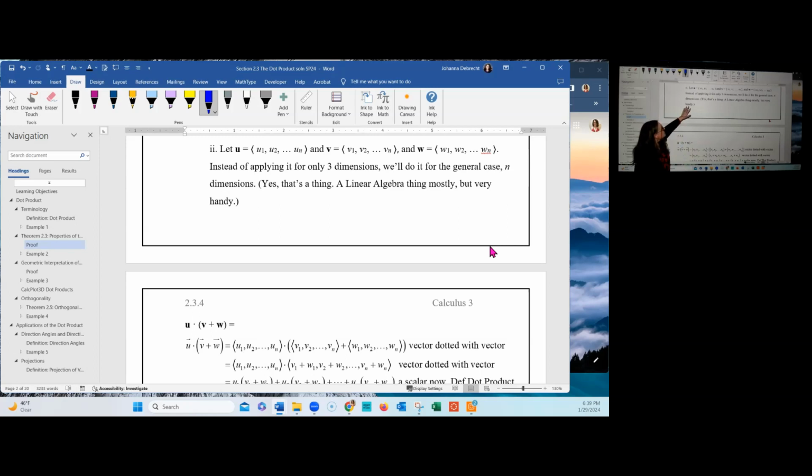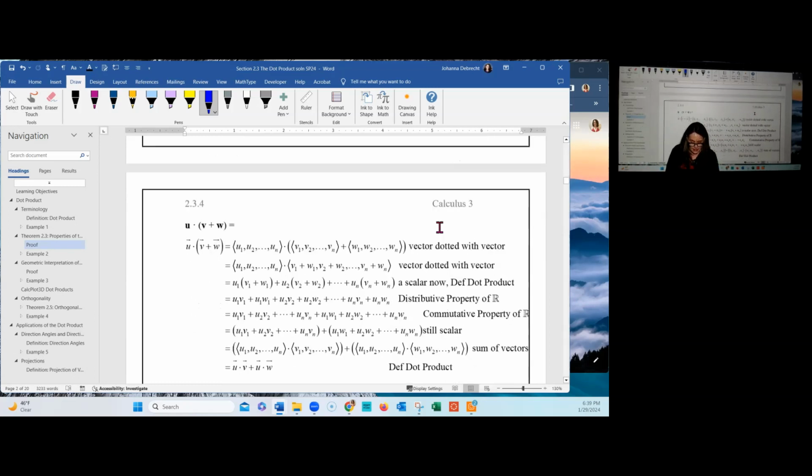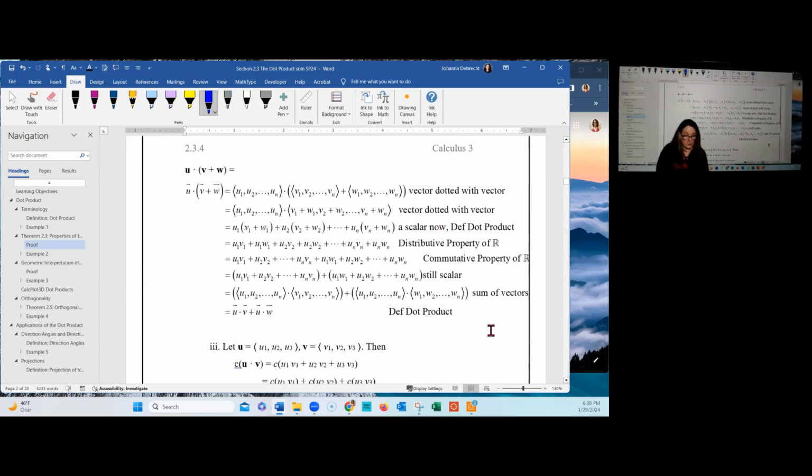So in this case, we've got our vectors u, v, and w again, with their components with subscripts, so you know which one's which. And what we need to prove is that u dotted with v plus w, so dot product over addition of 2 vectors, is the same thing as u dot v plus u dot w. In other words, dot the 2 vectors and then add this together.